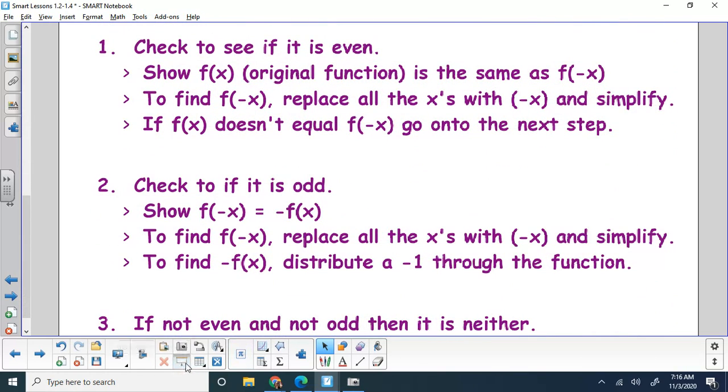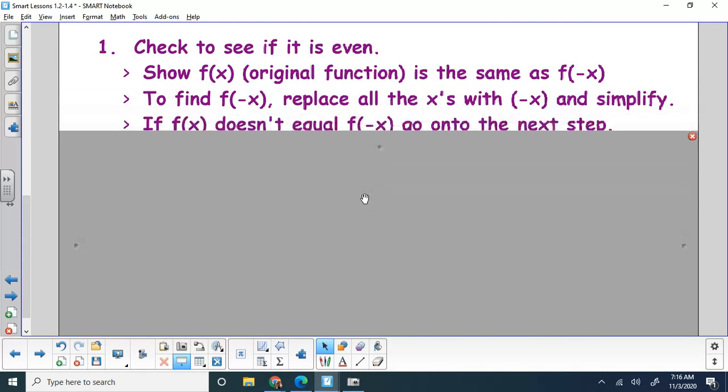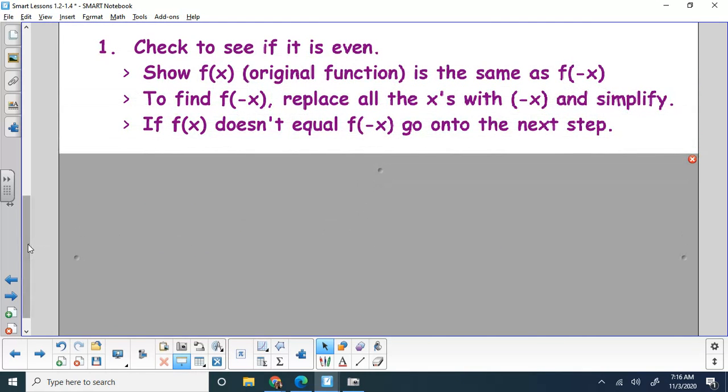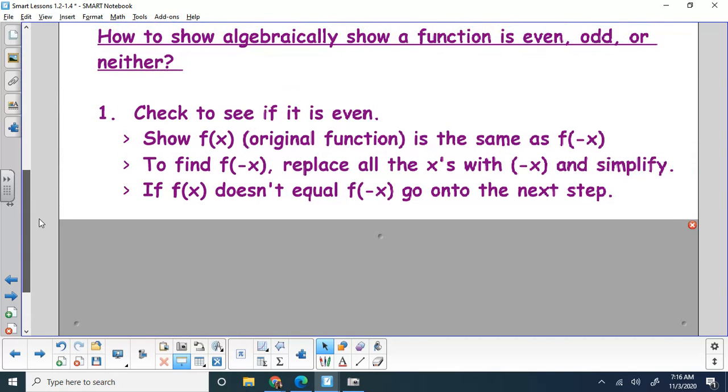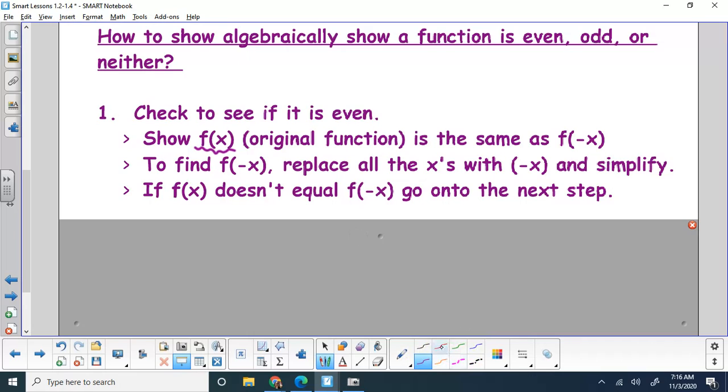The first thing I always encourage students to do is check to see if it's even first, because in proving if it's even, you will already do one of the steps to show that it's odd. So to show that it's even, you have to make sure that the original function, f of x, is going to be the same as when you replace all the x's with negative x and simplify.